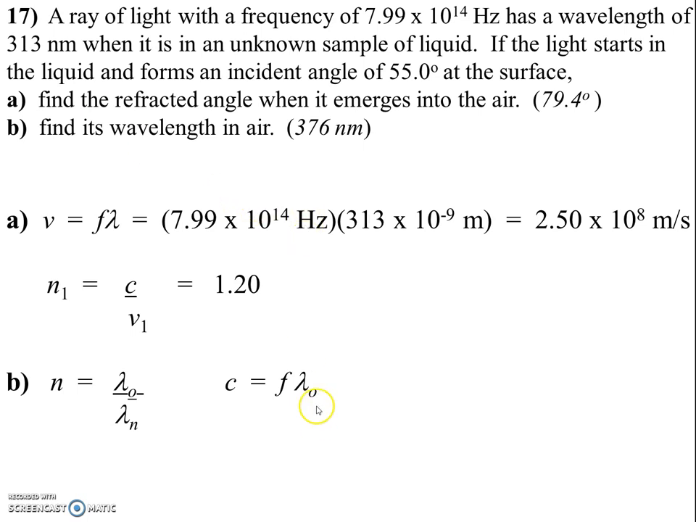Now we can use this one, because this is lambda naught, and that is the wavelength in vacuum, or air, as it is. Oh, but then you say, wait a second, what about the frequency, right? We're given the frequency in the liquid. This would involve the frequency in air.